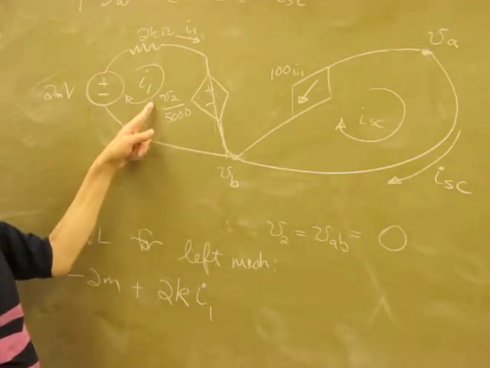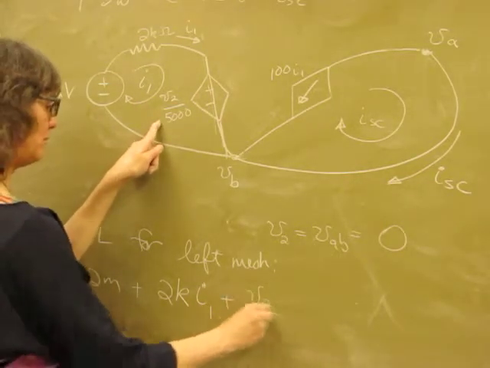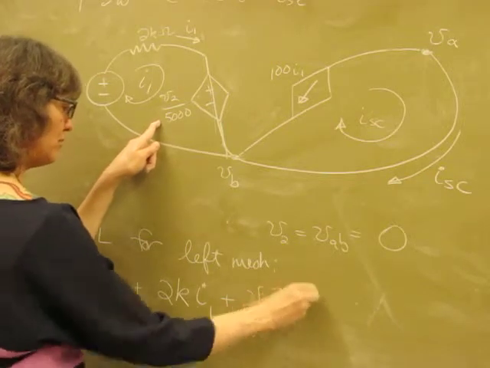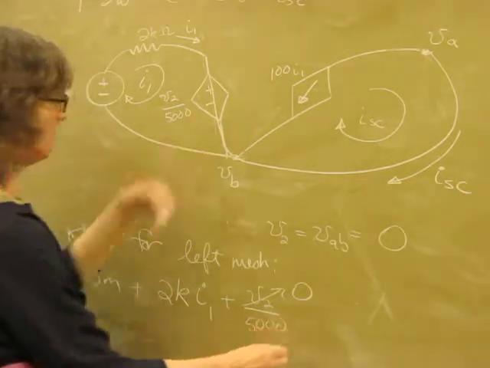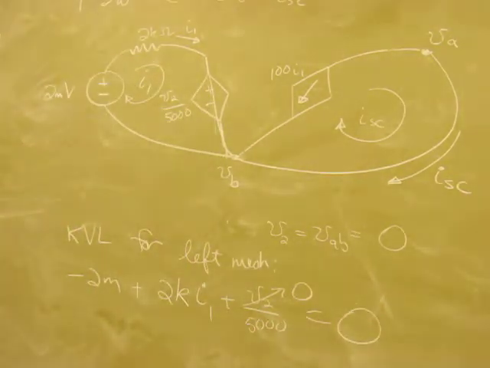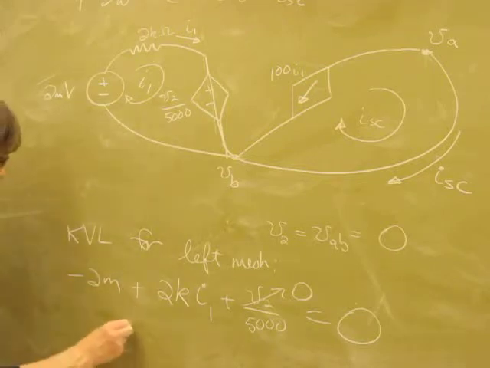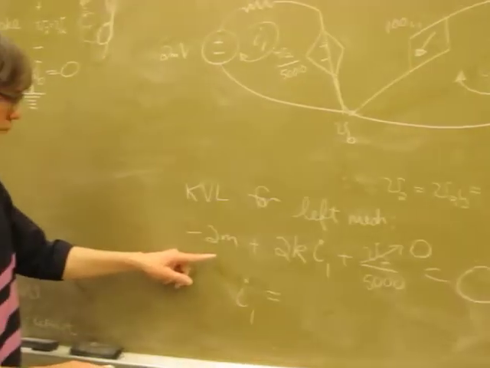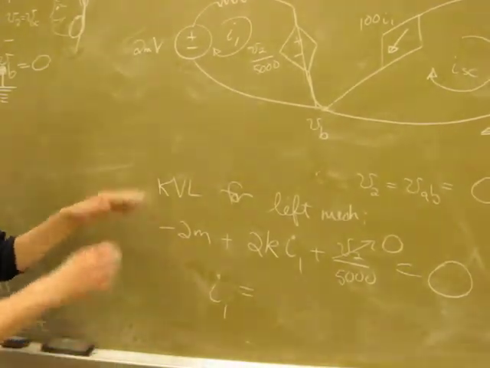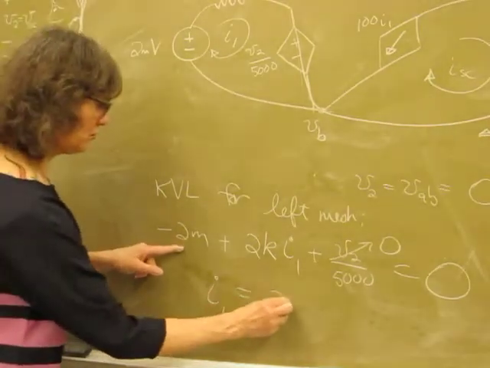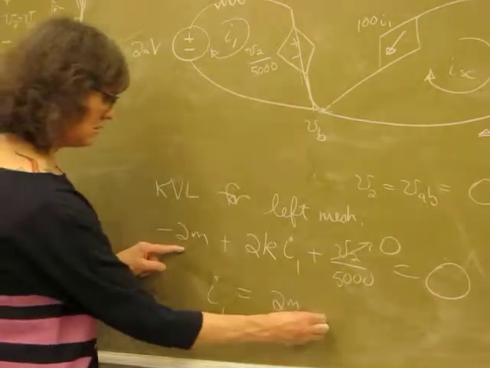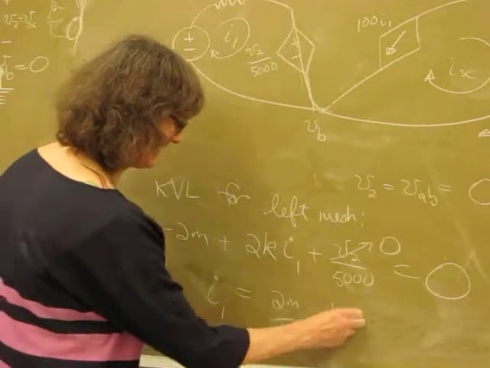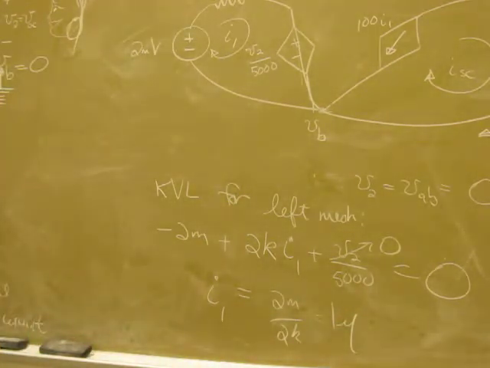Plus V2 over 5,000. I mean, I suppose we could put that there, but we already know that V2 is 0. You could put it there and then show it as 0, or I guess just say 0. And then we're done. Is equal to 0. So I've got I1, just solving this equation. 2 milli over 2K, is that right? So that's 1 micro. 2 divided by 2 is 1, thank you. Okay, so I1 is 1 microamp.